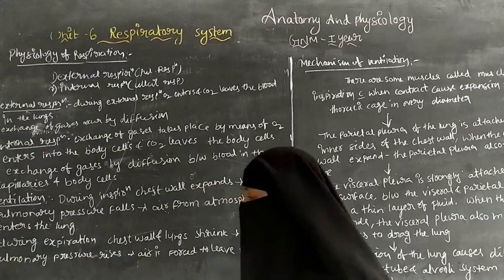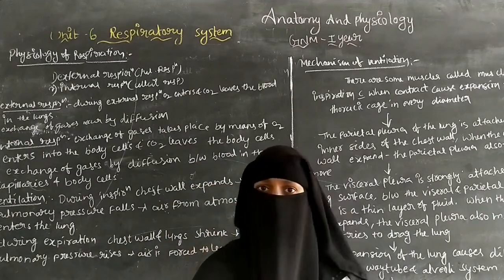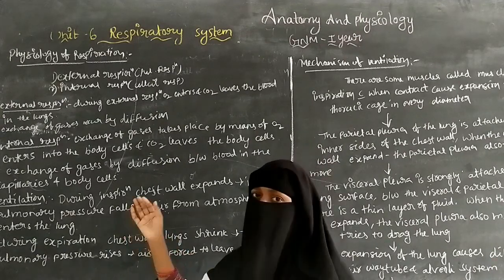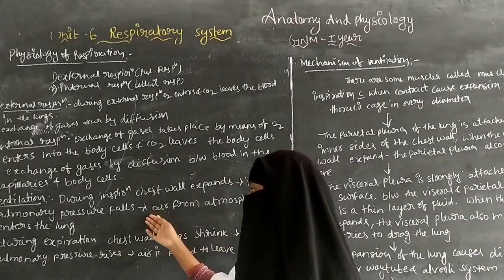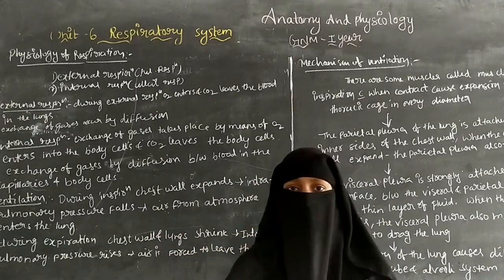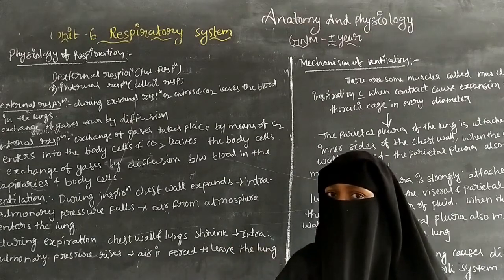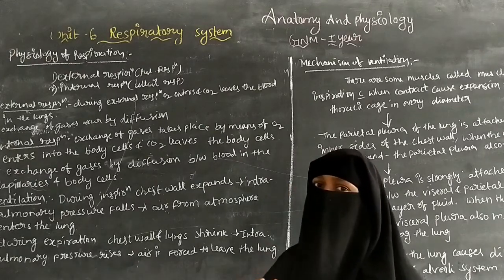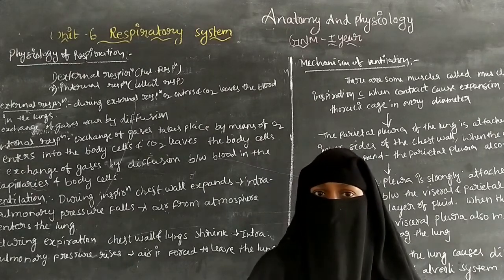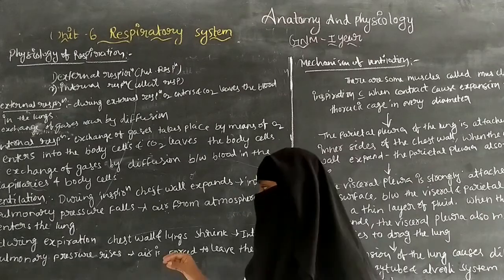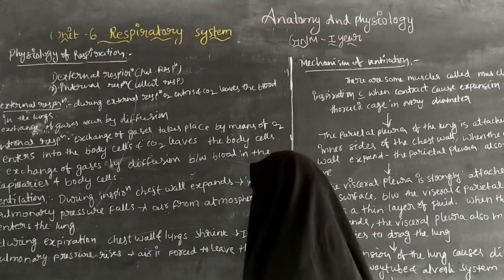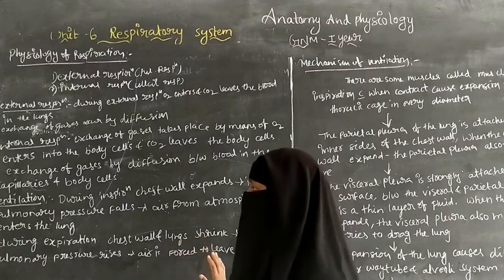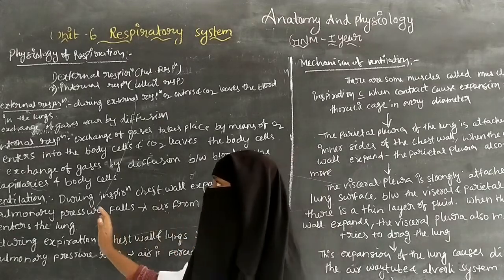So during inspiration the chest wall expands, and because of the expansion of the chest wall the intrapulmonary pressure decreases. Because of the decrease in the pulmonary pressure, air from the atmosphere enters into the lungs. During expiration the chest wall and lungs contract, so the pulmonary pressure rises and the lungs very forcefully leave the air. So expiration and inspiration are involved in ventilation.